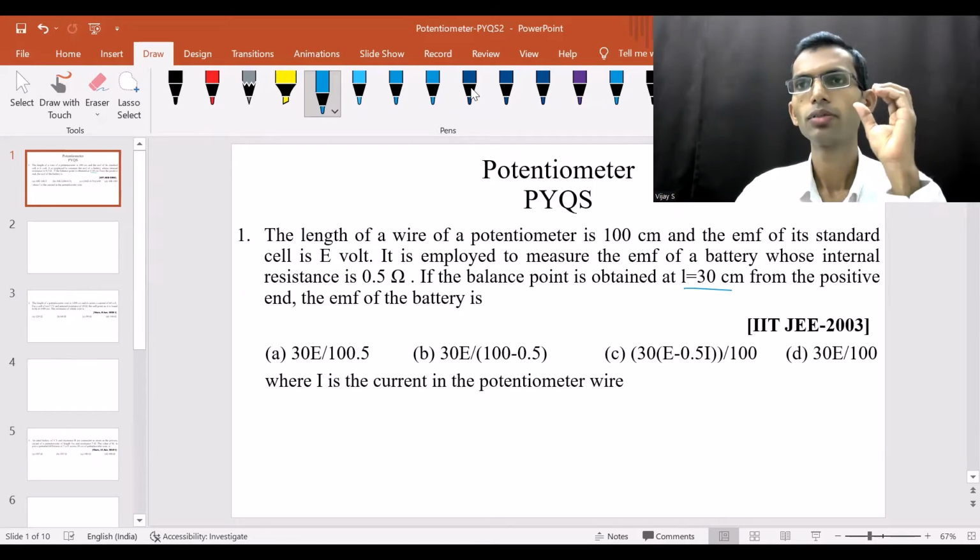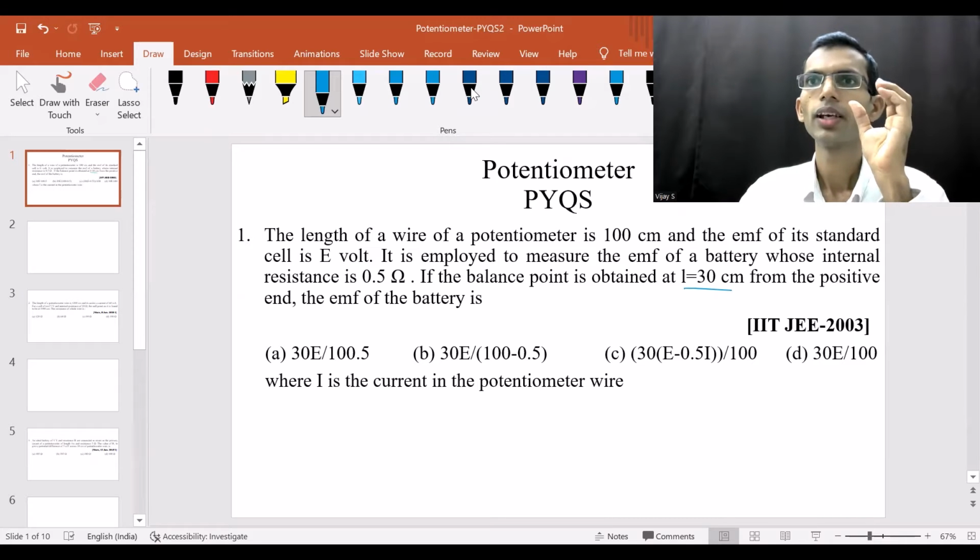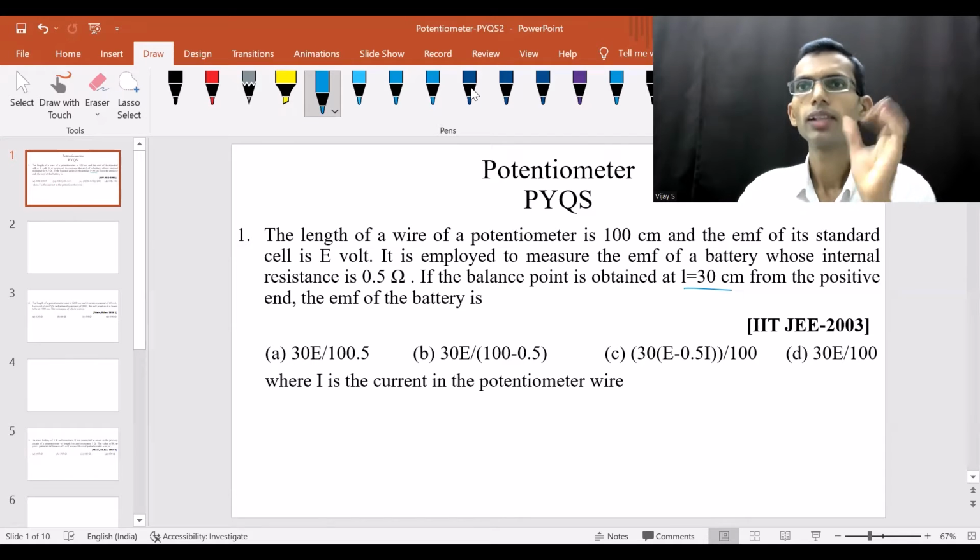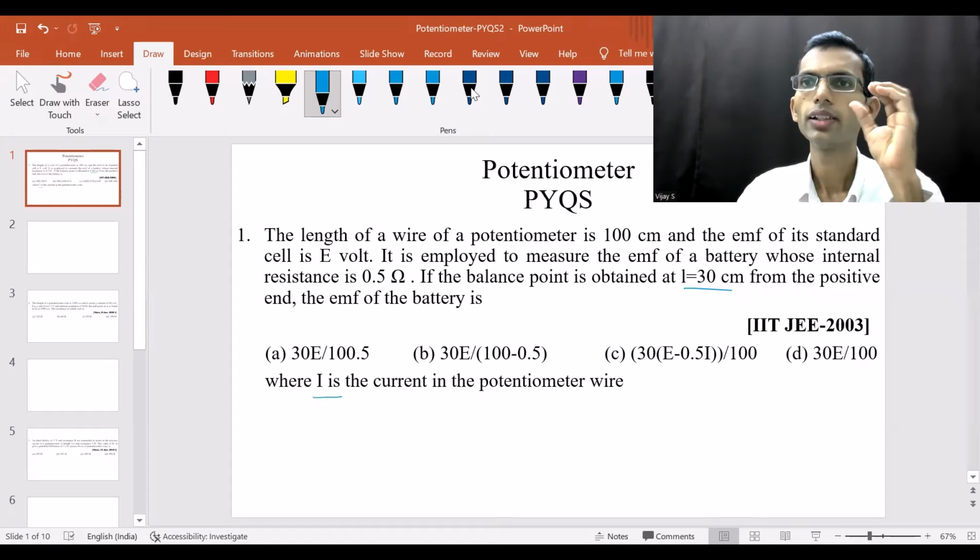అంటే ఇందులో ఏమి ఇచ్చారు మనకు పొటెన్షియోమీటర్ వైర్ లెంత్ ఇచ్చారు 100 centimeters. Okay, he gave standard cell EMF, he gave battery internal resistance, and he also gave length over which balance is obtained. Okay, he also gave current I in the potentiometer wire. Right, he is asking us to find battery EMF.